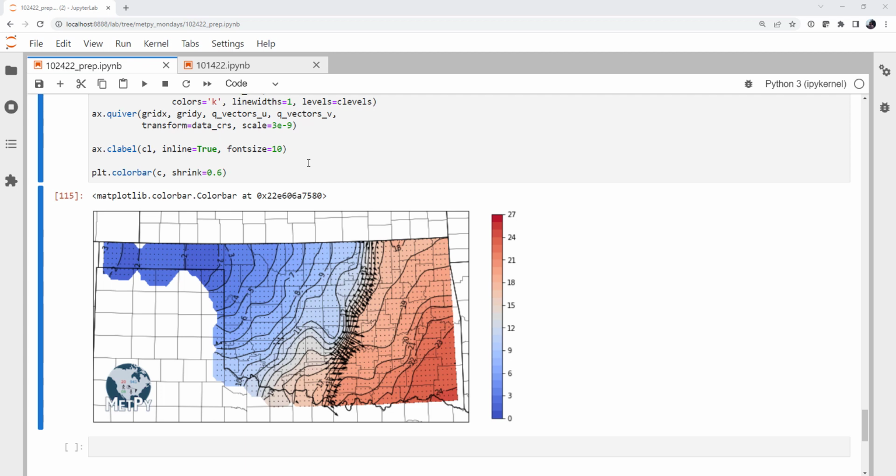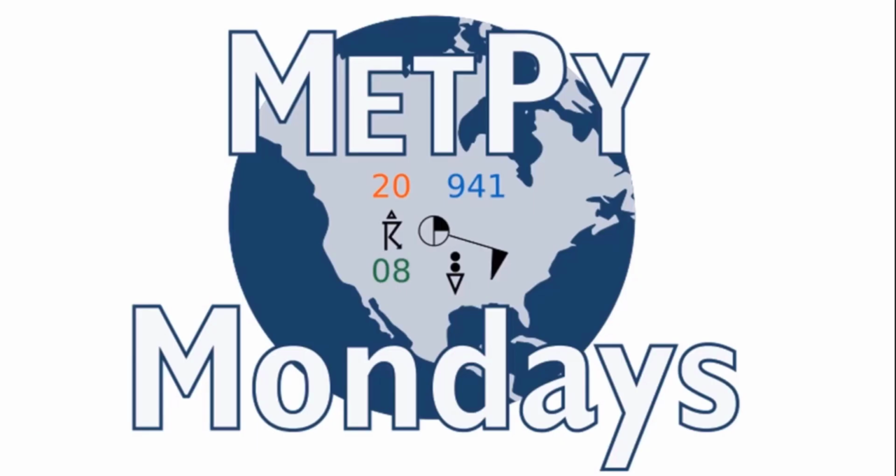This week, we wrap up our analysis of gridded Mesonet data by calculating Q vectors to find frontogenic and frontolytic zones. Welcome to another MetPy Monday.